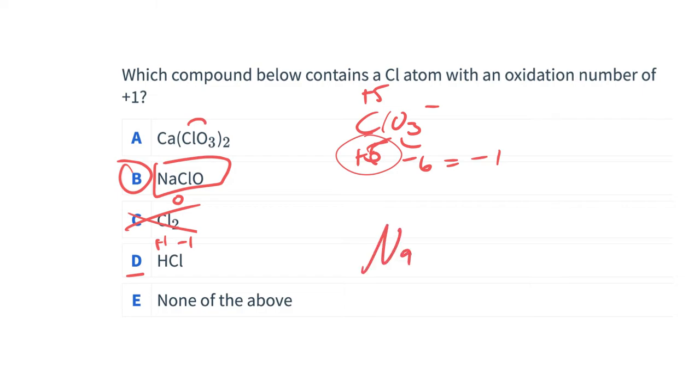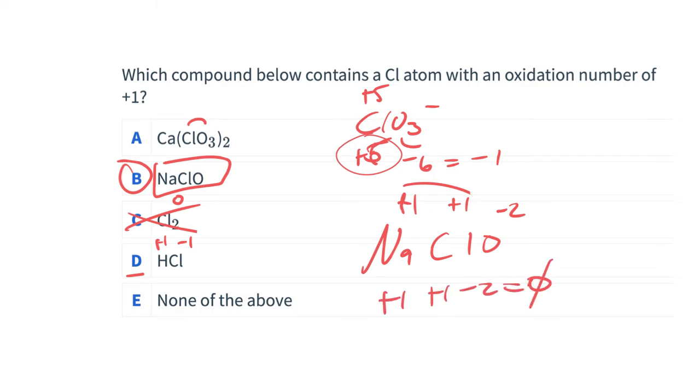The way that this would work out here would be NaClO, ordinary +1 sodium by rule, ordinary O -2 by rule, and so then we have to have a +1 for chlorine. So +1 plus +1, the two pluses added together, minus 2 goes to neutral. Okay, so NaClO would have that oxidation number of +1.